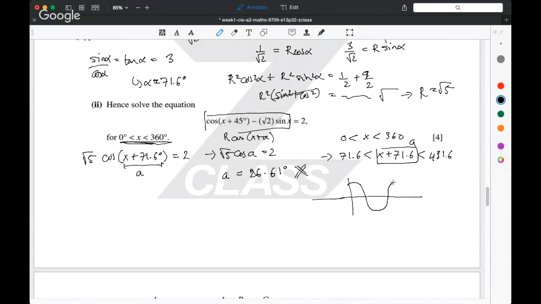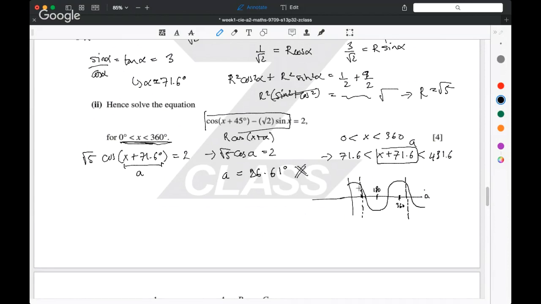This here is 360, here's 180, here's 90. So here's my limit. So this is A, remember? That's the thing which the cosine is actually looking at, is A. That's my cutoff on A, and likewise somewhere here.